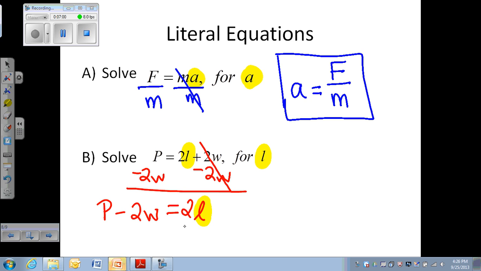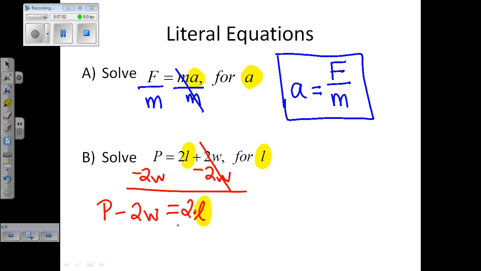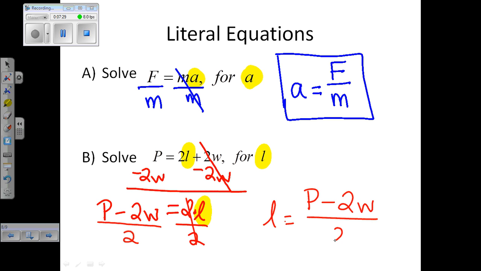So to get rid of that 2, since it's 2 times L, I'm going to do the opposite and divide by 2. And now these 2's will cancel, and I'll be left with just L. But of course, if I divide by 2 on one side, I have to also divide by 2 on the other side. So that entire side gets divided by 2. So my final answer tells me that the length is equal to the perimeter minus 2W, all divided by 2.